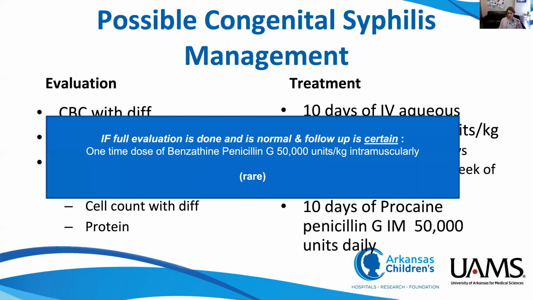And then there is this caveat that if you do the full evaluation and it is normal and follow-up is certain, which I have to say with this population, follow-up being certain is iffy, you can give a one-time dose of benzathine penicillin G and have them followed up in clinic and follow that RPR in clinic. I rarely do this. And I make sure that whoever I'm talking to out in the community who's wanting to know about this understands: if you do this dose and you say mom's going to follow up in clinic and they don't follow up, then that's a DHS call, and make sure that the parents are aware of that.